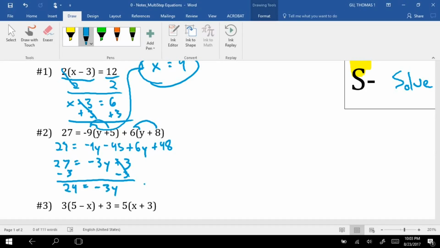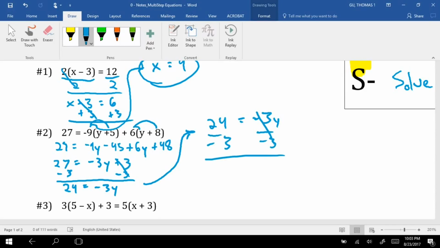So now let's drag this one over here. 24 equals negative 3y. What do we got to do to get the y by itself, guys? There's a negative 3 hanging on to it. It's like, I'm not going to let you go, man. I'm your friend for life. But y is like, nah, I don't even like you like that. So divide by negative 3. Get this guy out of here. Divide by negative 3. 24 divided by negative 3 equals negative 8 equals y.